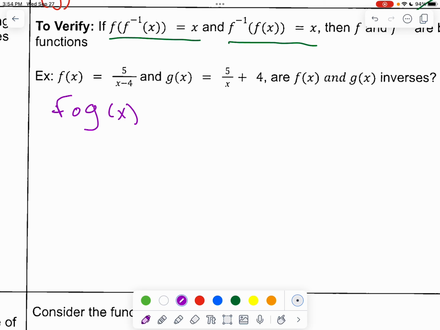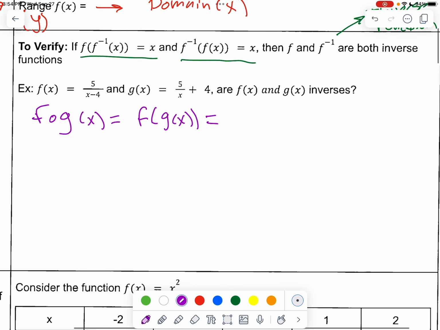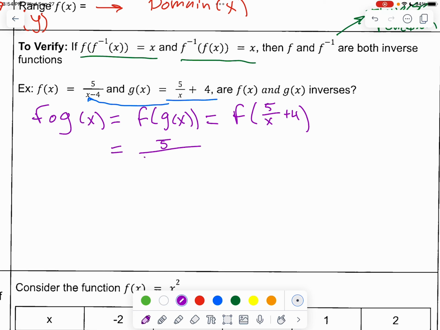So I'm going to go f of g. If you remember from the last section, we're going to plug in g of x into the function for f. So g of x is 5x plus 4. We're going to take all of this and plug it into this x for f. So on my next line, you're going to see that. You're going to have 5 divided by, and I'm going to put this in parentheses, 5x plus 4. And then you have minus 4 on the outside.